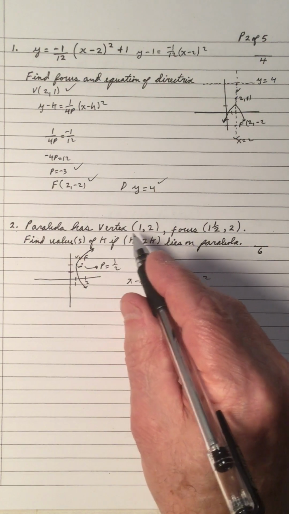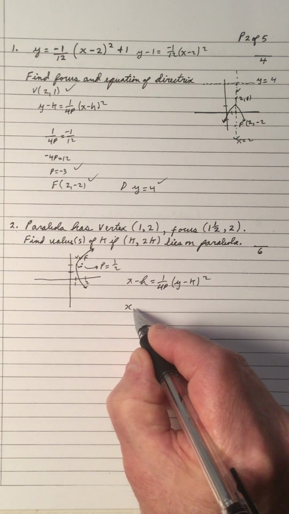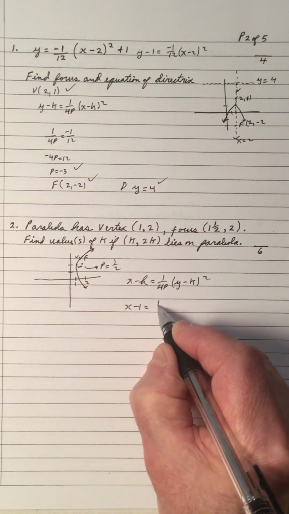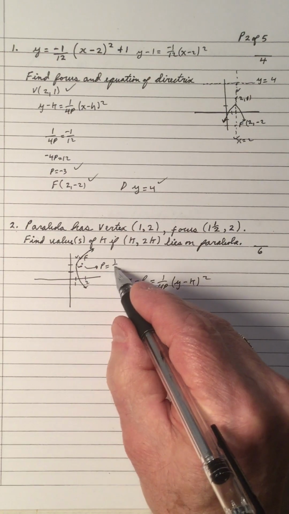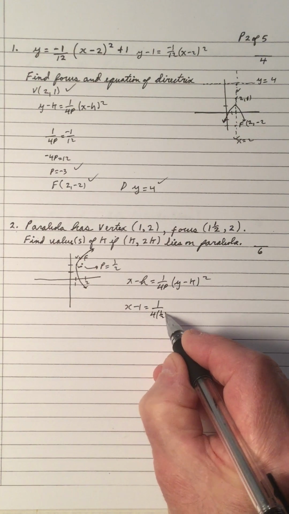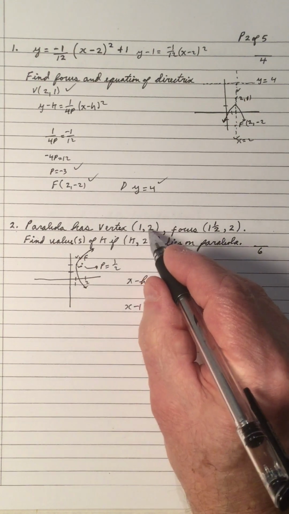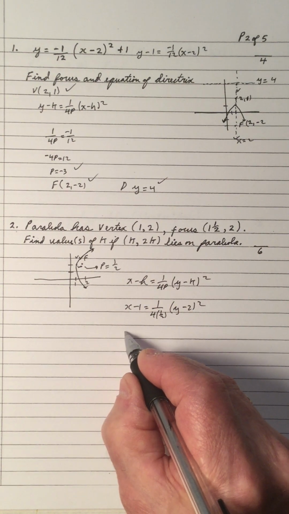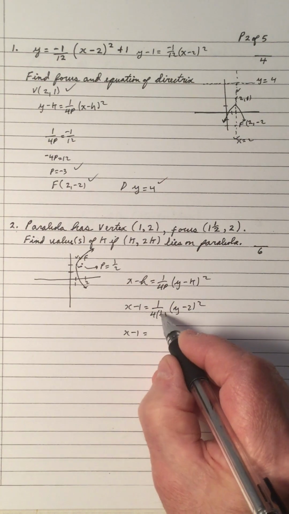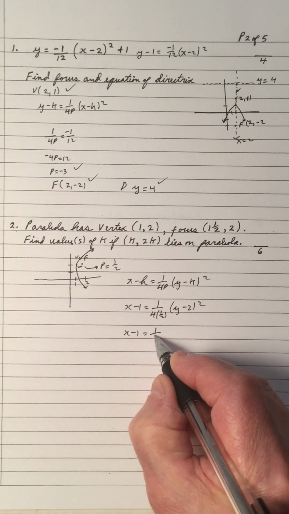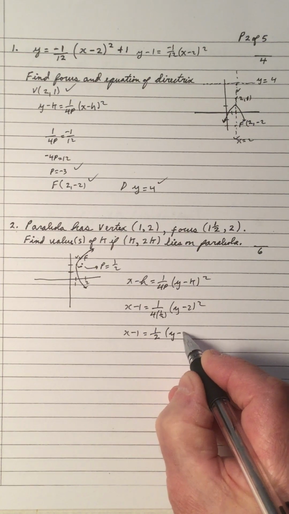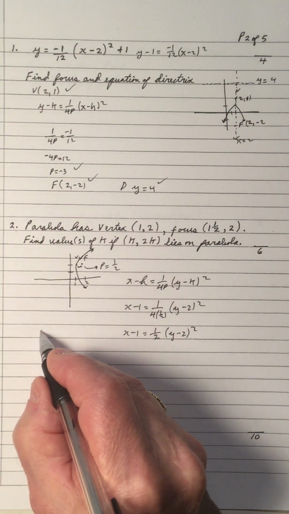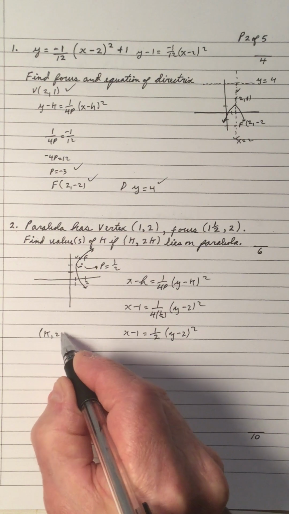So the vertex is, this is an x, so that's a 1, so this is a minus 1, and 1 over 4p. p is 1/2, so put a half in, and it's y. That's a 2, so this is a minus 2 squared. So x minus 1. A half of 4 is 2, so it's 1 over 2 times y minus 2 squared. So this is the equation of the parabola, but we have the point k, 2k.